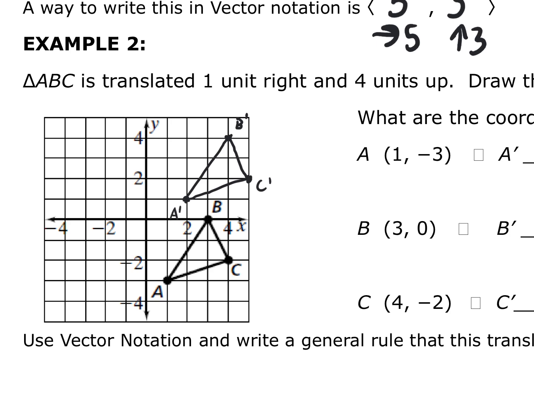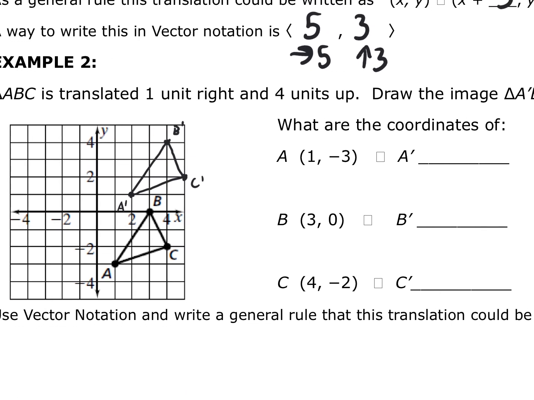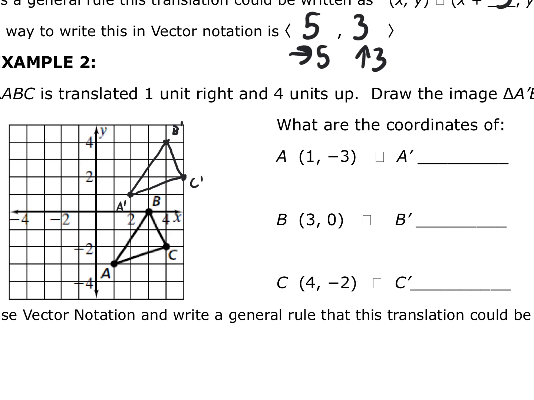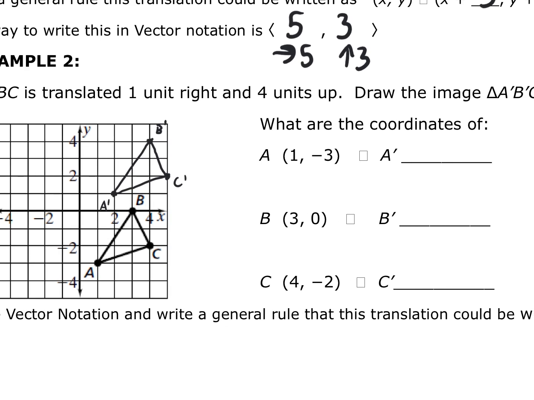So that is our new triangle that has been, it's the same size as it was. There's no rotation or anything like that. It's still oriented the same way. It's not flipped over or anything, so it's not reflected. It's just slid up and to the right. So A prime's new coordinates are at 2, 1. B prime is at 4, 4. And C prime is at 5, 2.